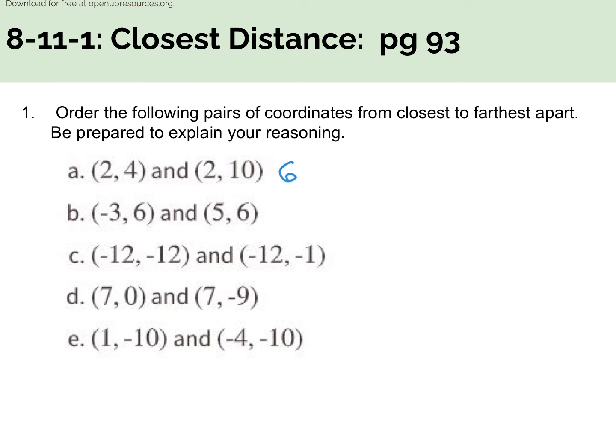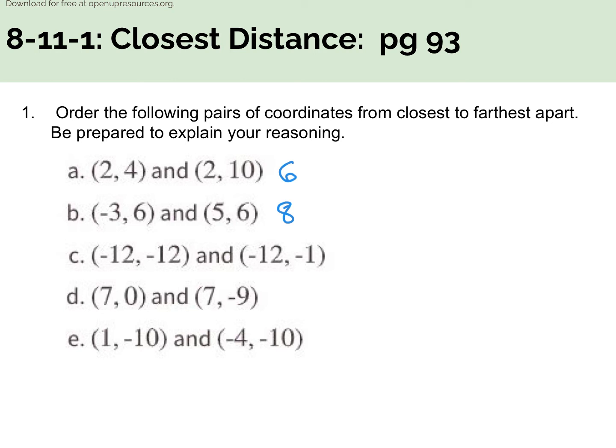Let's look at B. We have (negative 3, 6) and (5, 6). So the 6's are the same. We're going from a negative 3 to a positive 5. What is the distance between those? That's going to be 8.